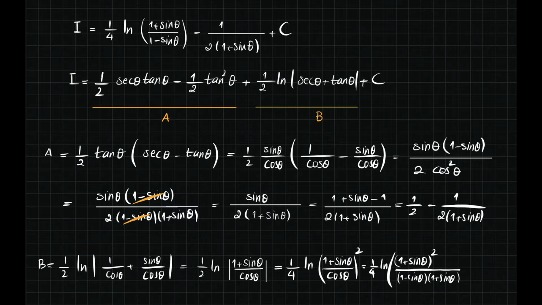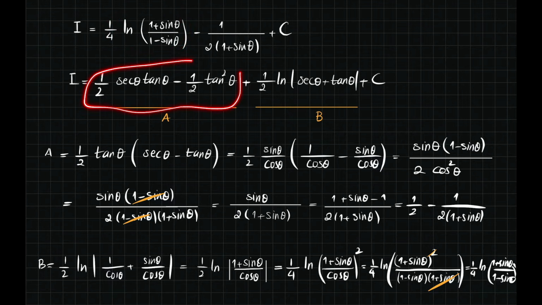Okay? And now you see what happens. One of these and this are gone, and I get exactly the same answer here that I am supposed to write. Yes, so it becomes 1/4 ln of 1 plus sine theta divided by 1 minus sine theta. Okay, so yes, that is exactly this part of this. So it means that this B is identical to this part, but part A is this plus 1/2.